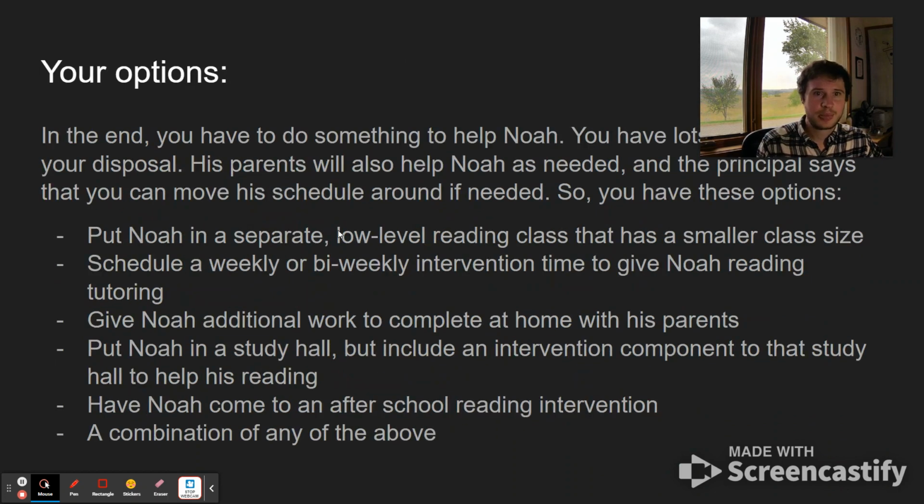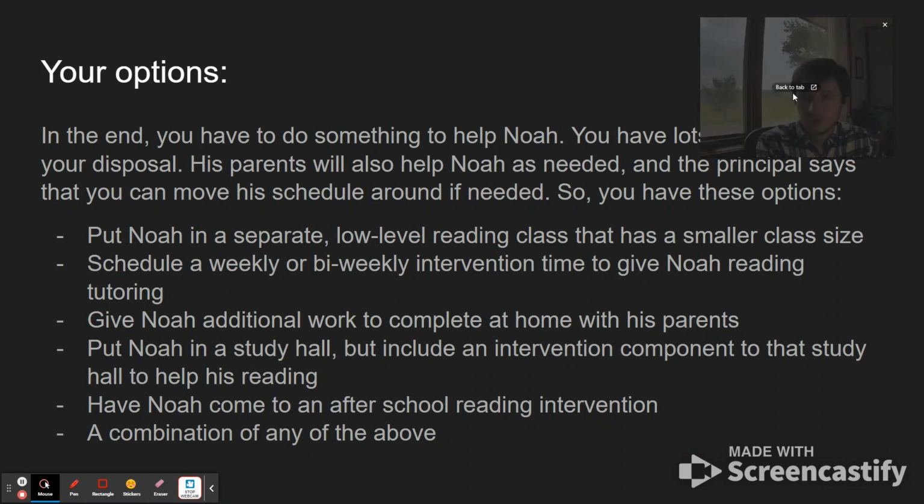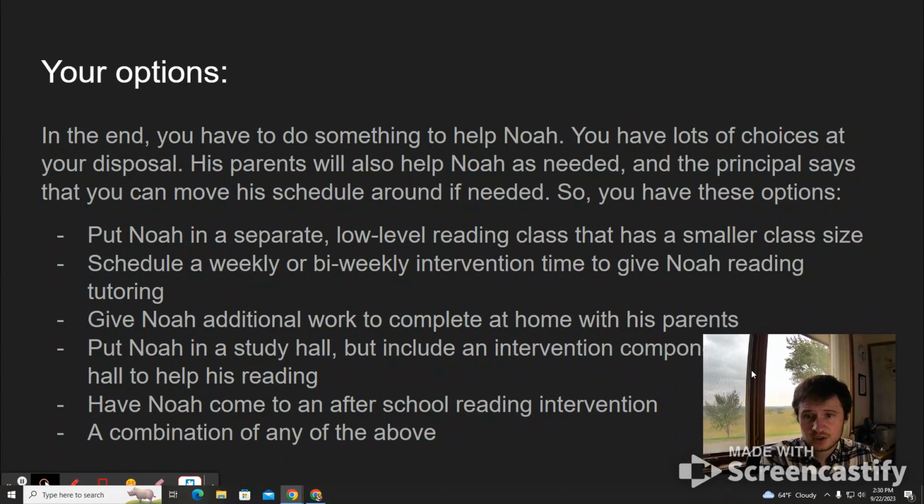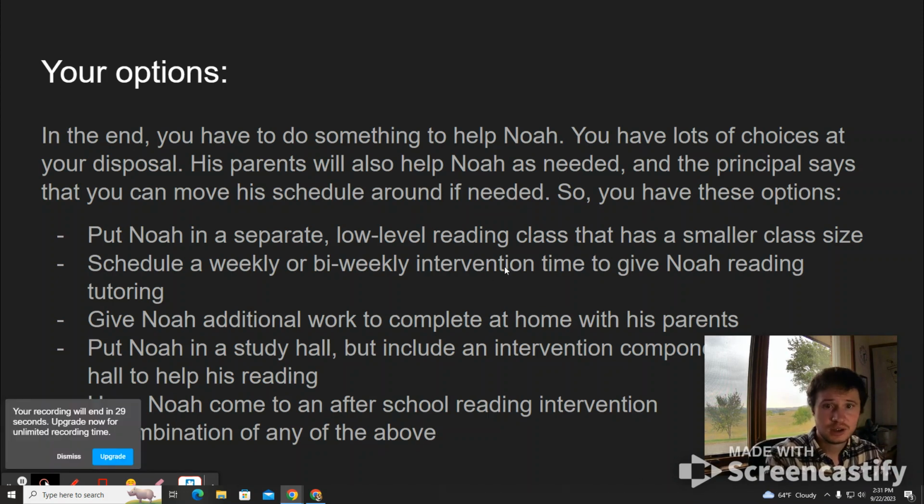This leads us to your assignment. You have to do something to help Noah. You have a lot of choices. And to make this assignment easier, this is not always the truth, but to make this assignment easier, I'm going to assume these things. The parents are going to help. They will do whatever you ask them to. The parents will help, so you can utilize parental help as needed. And the principal will move the schedule if you need to.